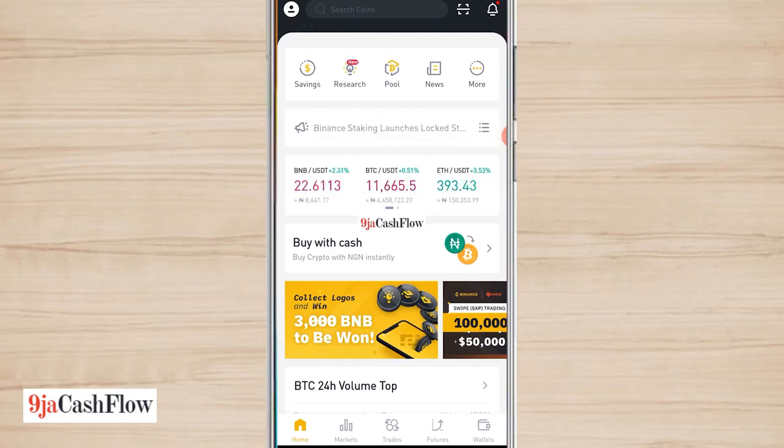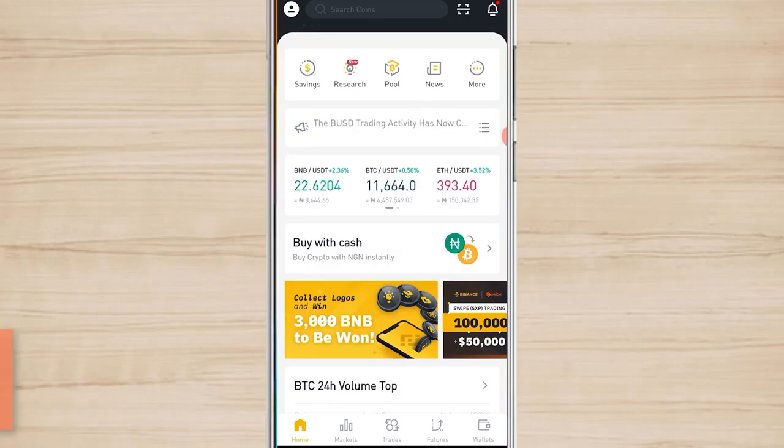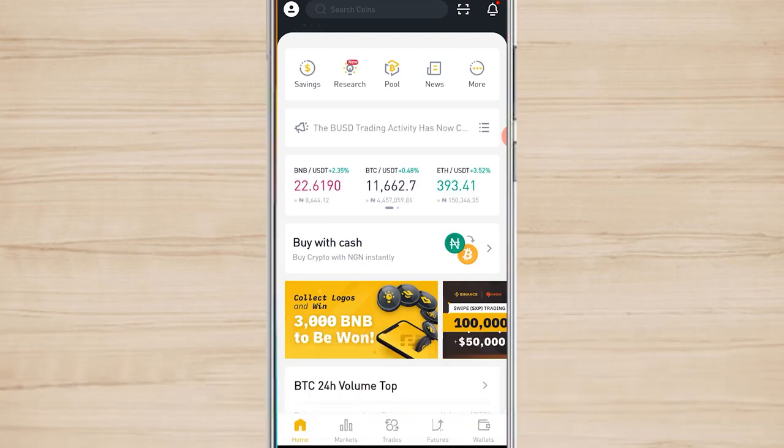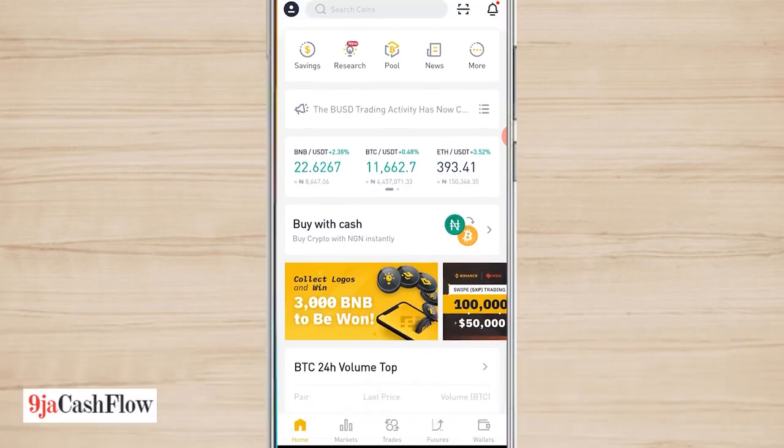Hope you are good. In this video, I want to show you how to use the Binance Futures feature on the Binance app. That is how you can trade Binance Futures using their mobile app.